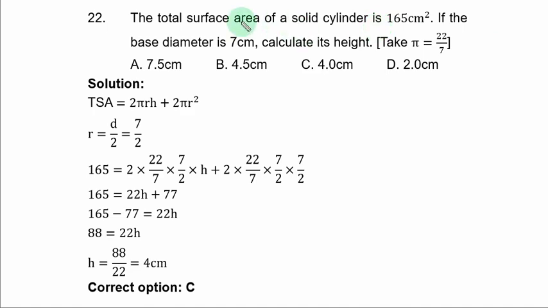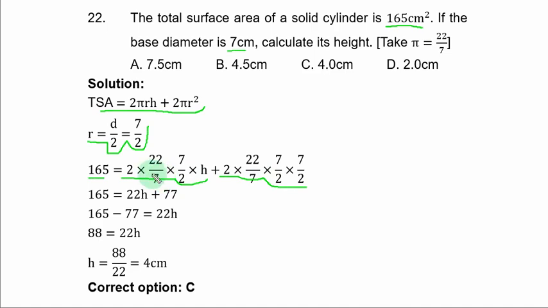Question 22. The total surface area of a solid cylinder is 165 square centimeters. If the base diameter is 7 cm, calculate its height. For a cylinder, this is the total surface area, curved surface area plus area of the circular base. What we have there is diameter, not radius, but radius is diameter over 2. That is 7 over 2. The surface area is 165 equal to 2 times pi, 22 over 7, times radius 7 over 2, height is unknown, plus 2 times 22 over 7. Because of r squared, you have 7 over 2 times 7 over 2.